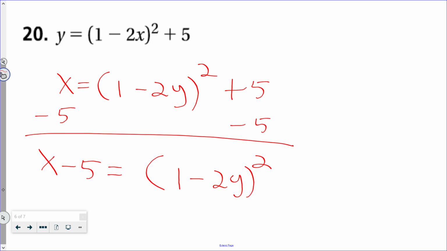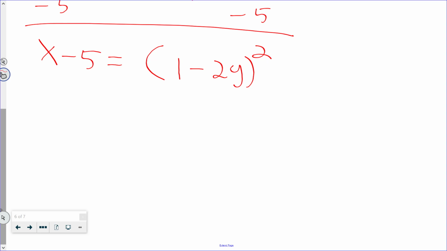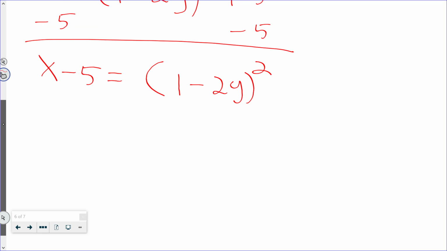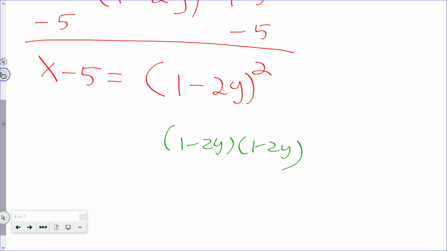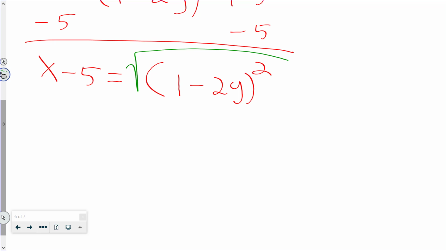Somebody other than Nicole and Brianna. We're not done because y is not isolated. Michael. Exactly. Take the square root of both sides. You all remember when you just take the square root of an exponent, it cancels it out. So we take the square root of both sides. But Michael, the first way you said works as well too. It's just going to be a little bit longer.